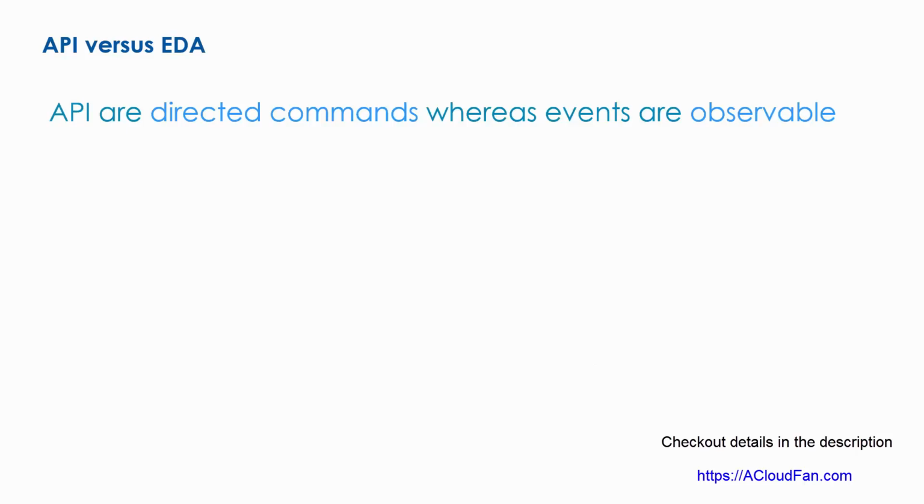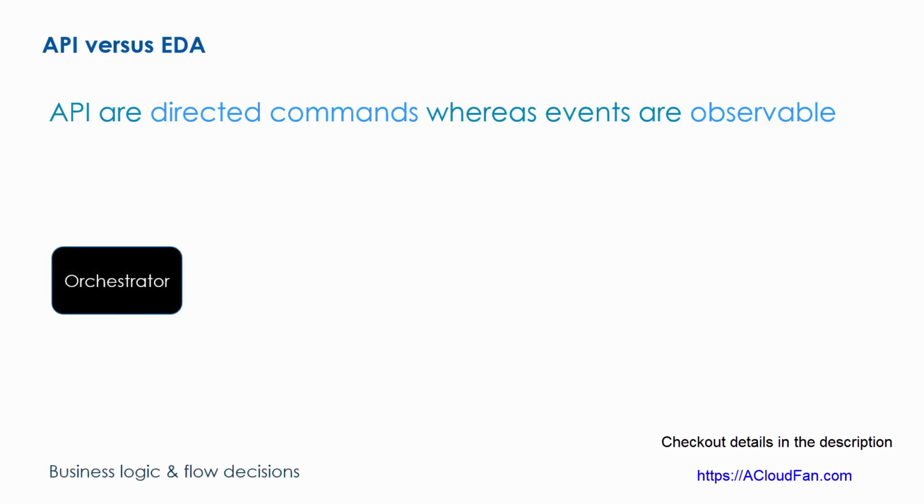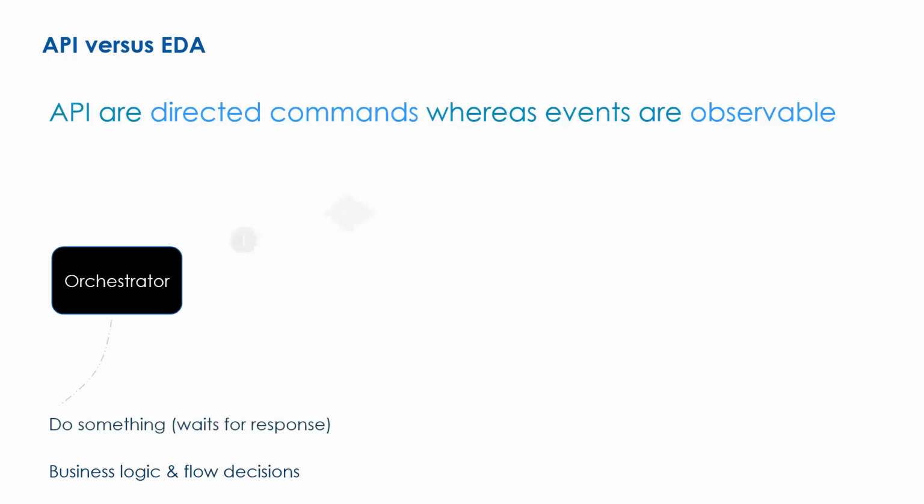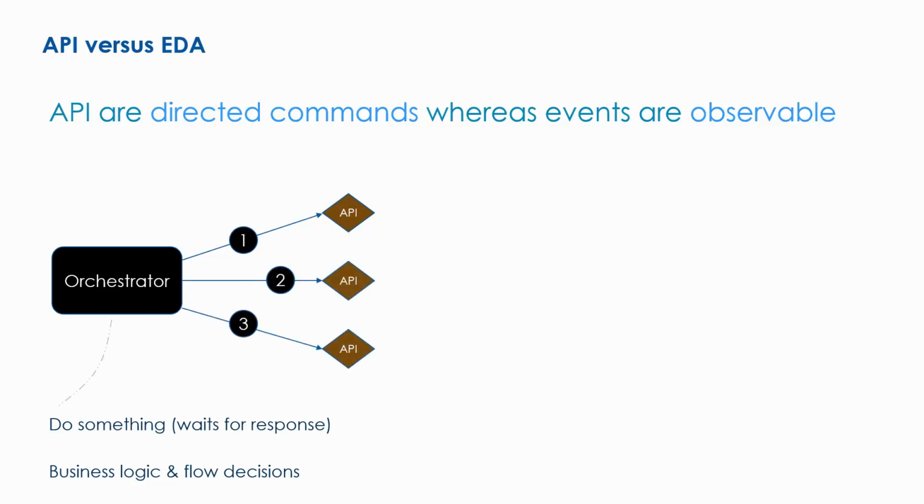APIs are directed commands, whereas events are observables. The central theme in an architecture that depends on API is an orchestrator. An orchestrator may be thought of as a centralized component that holds the business logic and the flow decisions. When the orchestrator needs to do something, it invokes an API, waits for the response, then invokes other APIs to carry out the required business processing.